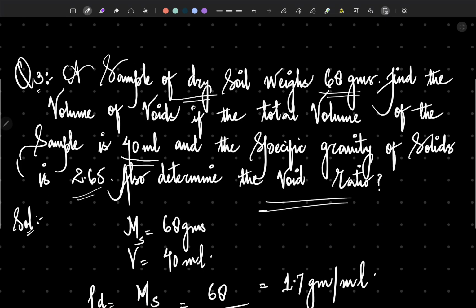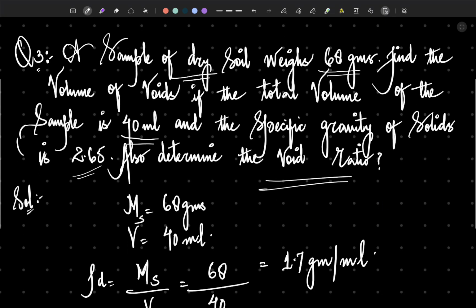All right. What does the question demand? The question asks us, find the volume of voids if the total volume is this much. We have to find the volume of voids. All right. If the total volume is this much.